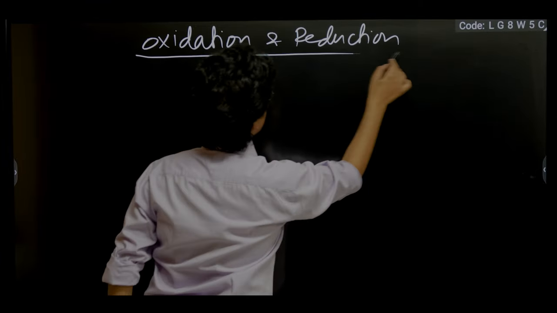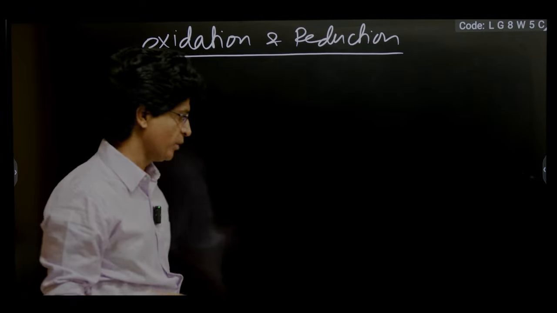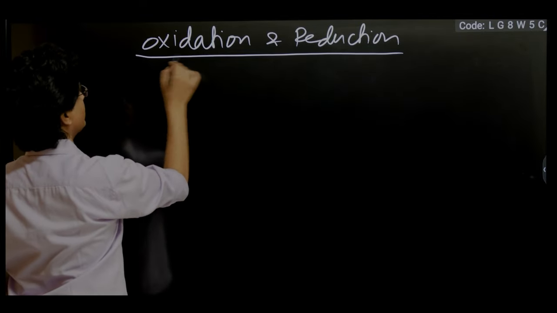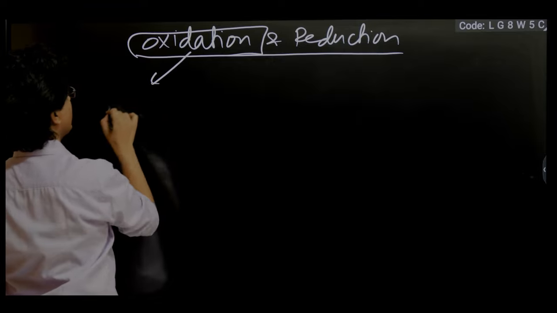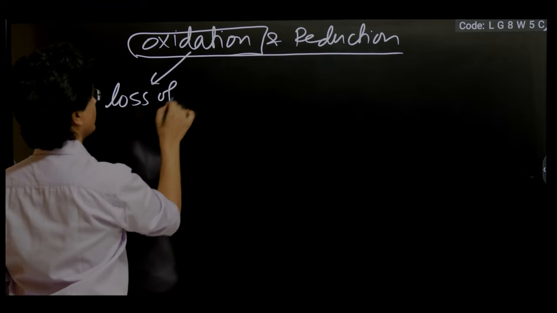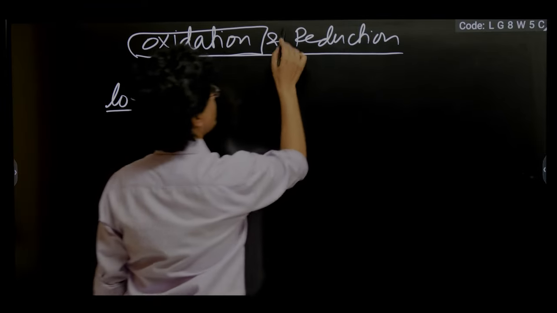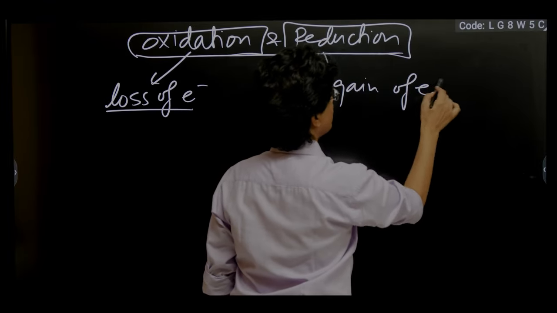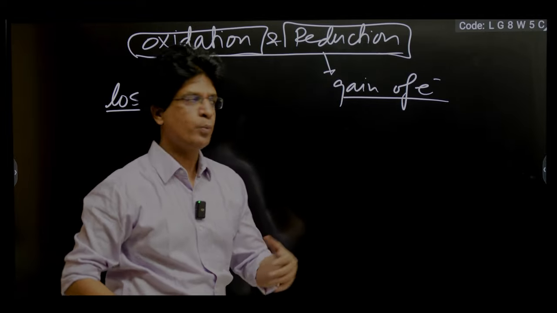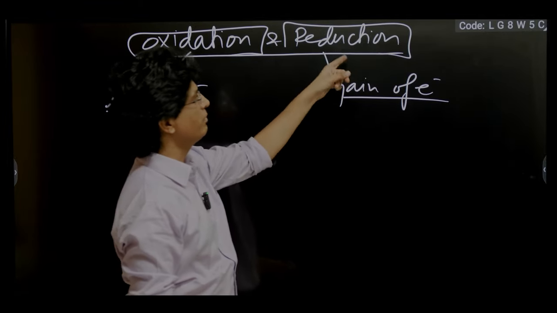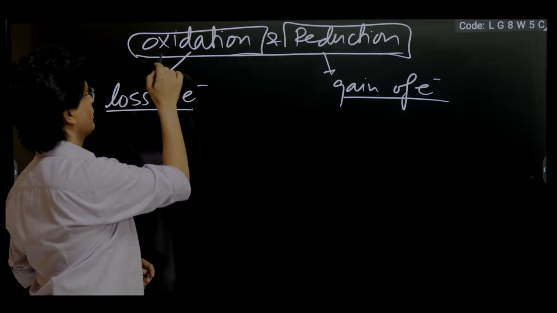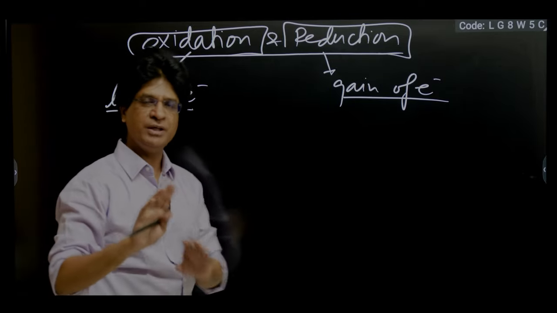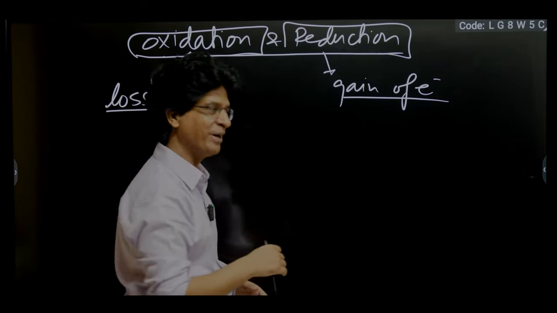Let us first understand what is oxidation and what is reduction. Oxidation is loss of electrons, and reduction means gain of electrons. So if there is an element which is gaining electrons, it will be reduced, and if there is an element which is losing electrons, it will be oxidized. Let us take an example straight away.